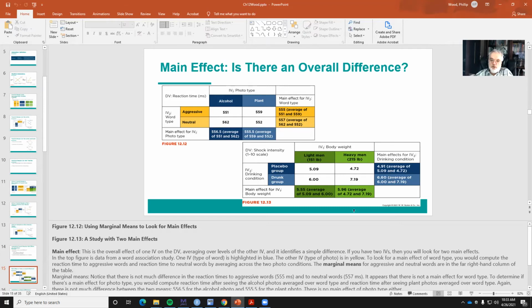Similarly, I can do the same thing for the men. I'll average across the alcohol and placebo conditions and get an average for the light men versus the heavy men. And that will tell me, do heavy men rate shock intensity systematically differently than lighter men? So when we conclude that there are main effects going on and only main effects, we're saying that any differences going on inside this little 2x2 cell are the same across condition.